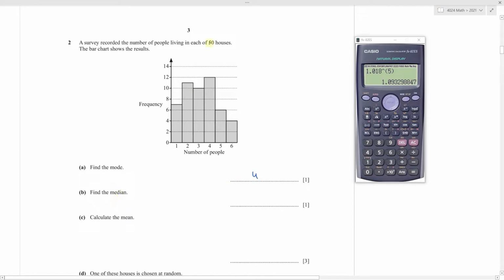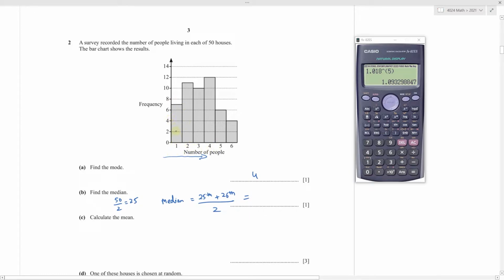Find the median. I have 50 houses, so 50 divided by 2 is 25. When your total number of houses is even, you divide by 2, which is 25, and take the 25th value plus the 26th value, then divide by 2. So what is the 25th value? If I start looking from left to right, which is in ascending order, your number of people is increasing from left to right.